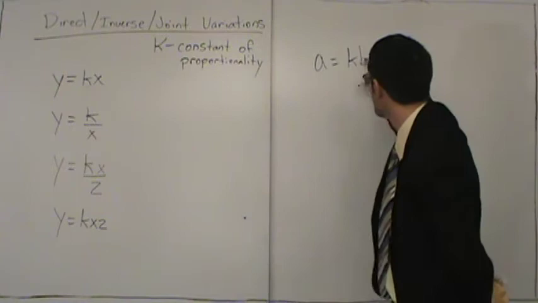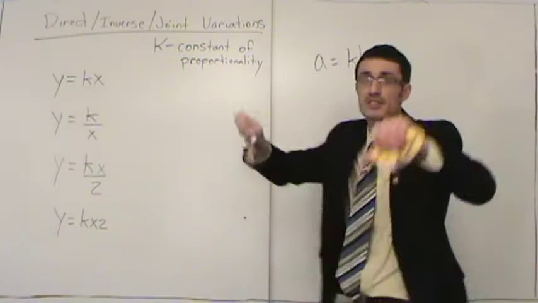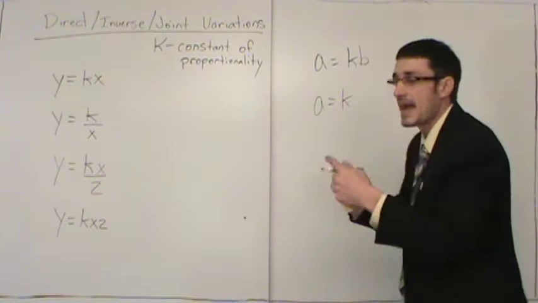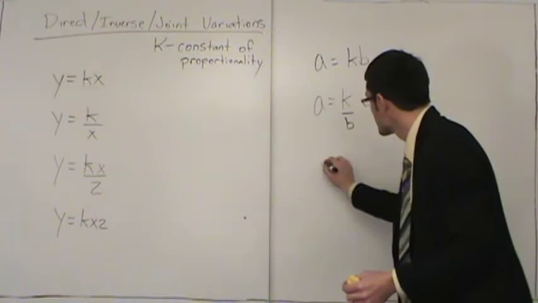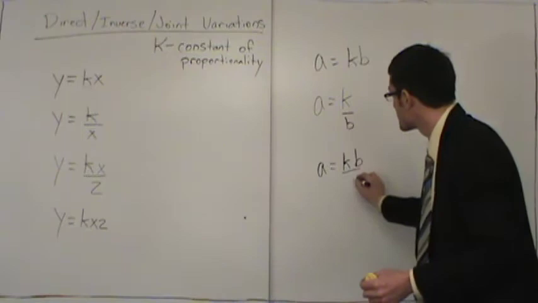Now, a varies inversely. So again, directly means put it on top. Inversely means put it in the bottom. So a varies is a equals k. A varies inversely as b. Inversely means put b where? In the denominator. Okay, now we're going to look at a varies directly with b and inversely with c. A varies is a equals k. A varies directly with b, put b on top, and put c in the denominator. So a varies directly with b and inversely with c.